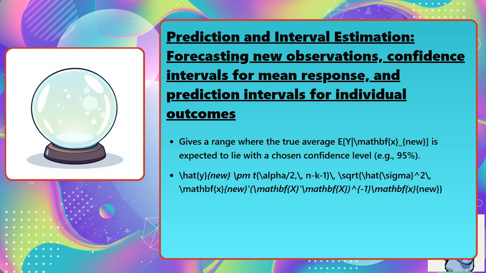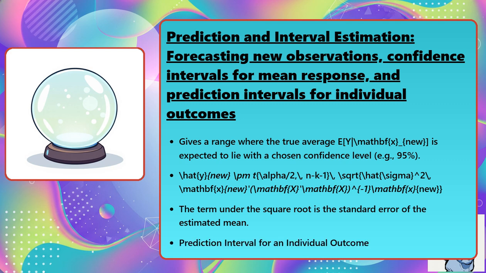Y hat sub new plus or minus t sub alpha over 2 comma n minus k minus 1 times the square root of sigma hat squared times x new prime left parenthesis x transpose x right parenthesis inverse x new. The term under the square root is the standard error of the estimated mean.